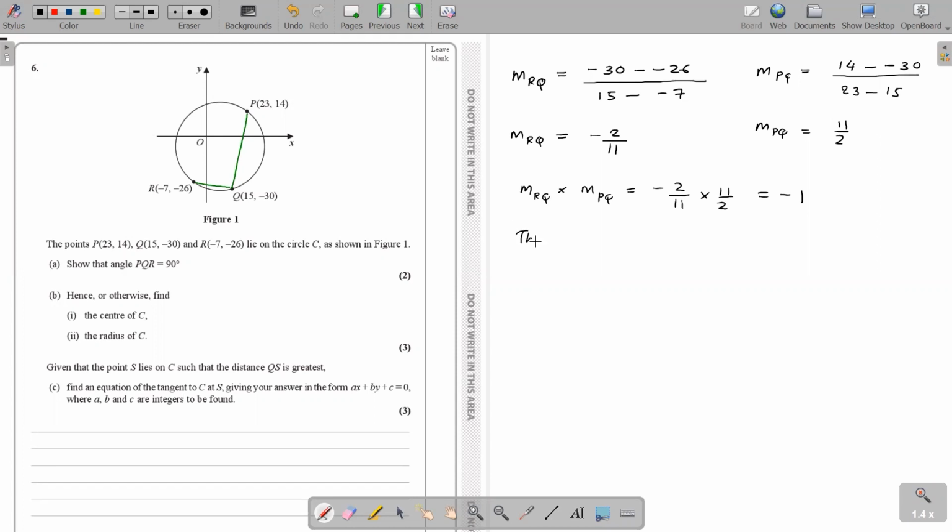Thereby, what do we realize? Therefore, angle PQR equals 90 degrees. Is this clear? Let's move to the next part. Hence or otherwise, find the center. How do I find the center?